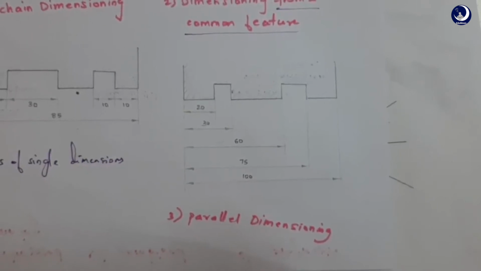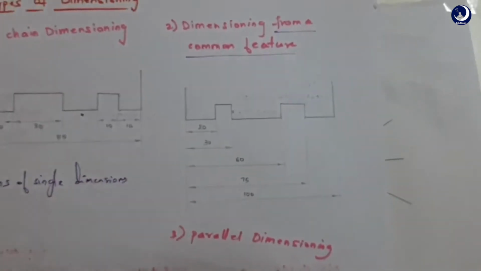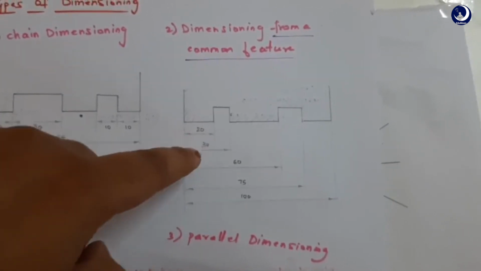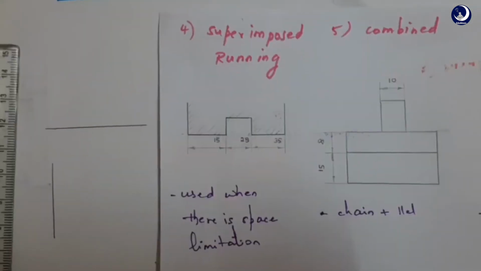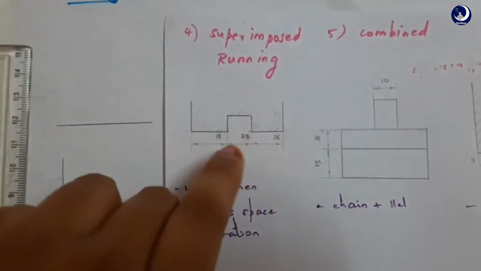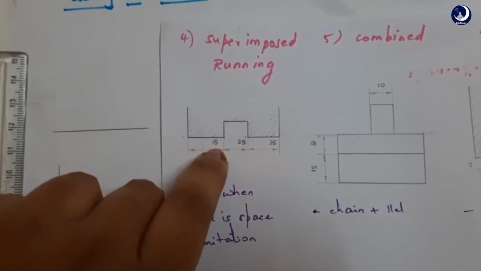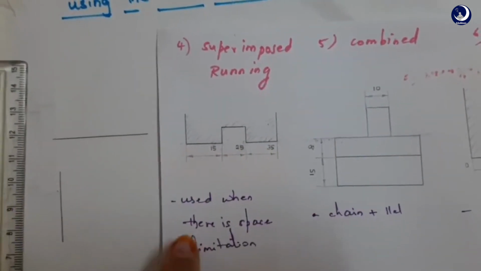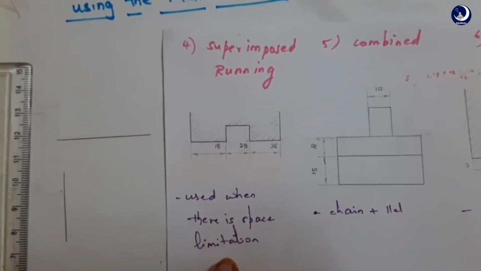Next we have parallel dimensioning. Parallel dimensioning is similar to this. It's basically just that the dimensions are parallel to one another. Next we have superimposed running dimensioning. In this, the dimensions are placed to one corner as shown in the diagram, and they are used when there is a limitation of space.